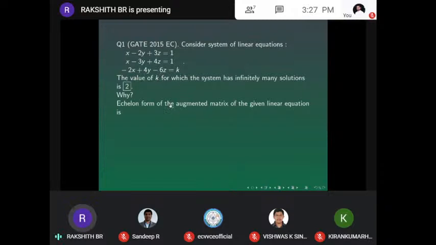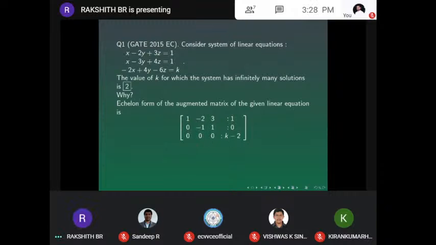To discuss solutions, you need to find the rank of the coefficient matrix and the augmented matrix. To know the rank, you need to find the echelon form of the augmented matrix. By the method of Gaussian elimination, its echelon form is as follows: 1, minus 2, 3, 1; 0, minus 1, 0, 0; 0, 0, 0, k minus 2.